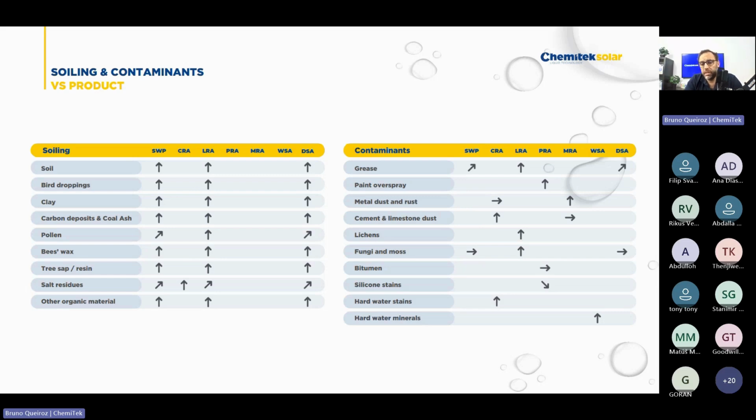Once you go to the contaminant side, like paint, metal dust, cement, lichen, fungi, that's where you have the specialized cleaning agents, like the cement removal agent for cement and limestone dust. Metal dust, you have the metal oxides removal agent. Lichen and fungi, you have the lichen removal agent. Paint overspray, the paint removal agent. So they are specialized for one or two main contaminants per product.